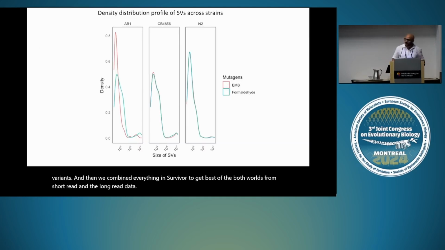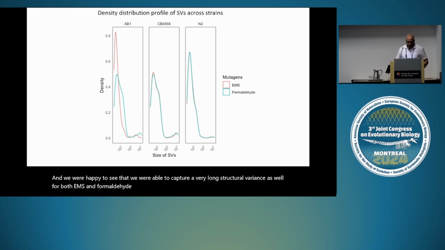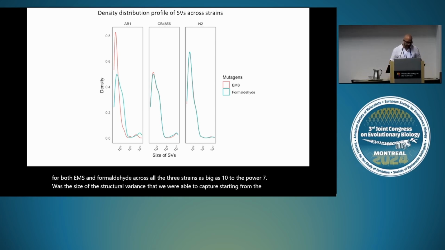And we were happy to see that we were able to capture very long structural variants as well, for both EMS and formaldehyde across all the 3 strains. As big as 10 to the power 7 was the size of the structural variants that we were able to capture, starting from the small ones.